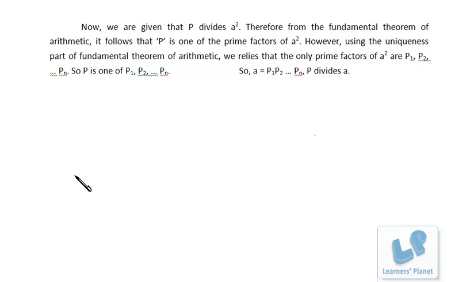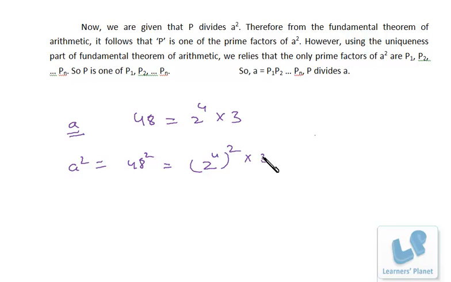Now I take an example to elaborate this, as we are discussing 48. So 48 is 2 raised to 4 into 3. Suppose this is a. Now a square will be what? It's 48 square, that is 2 raised to 4 whole square, so we can say it's 2 raised to 4 whole square into 3 square. So that is 2 raised to 8 into 3 square.